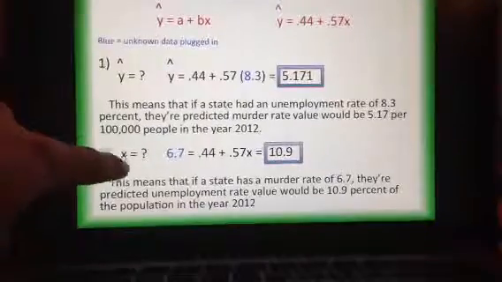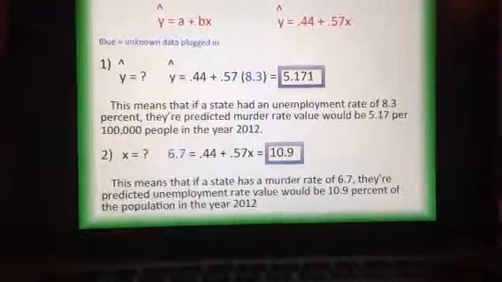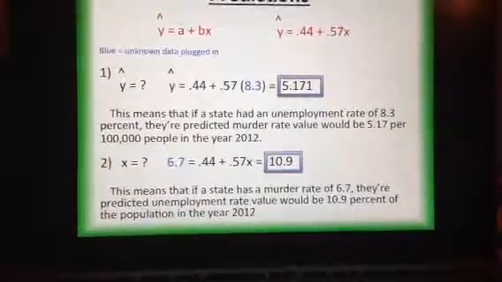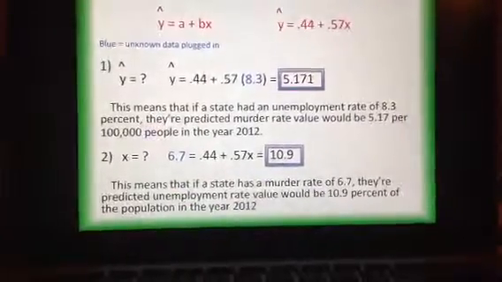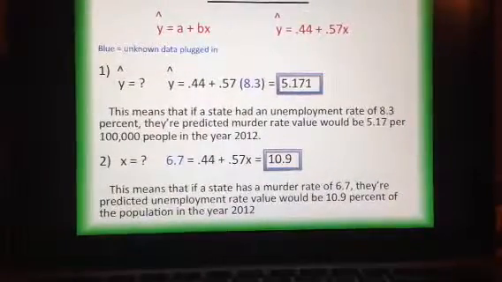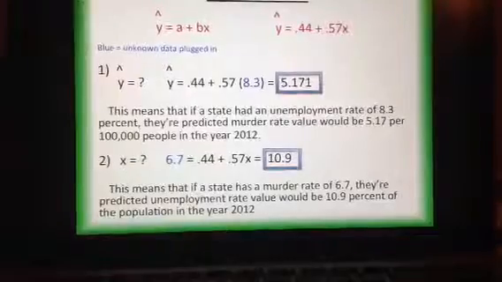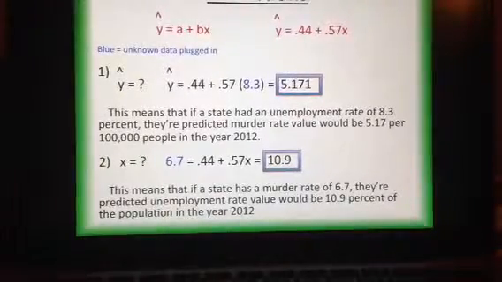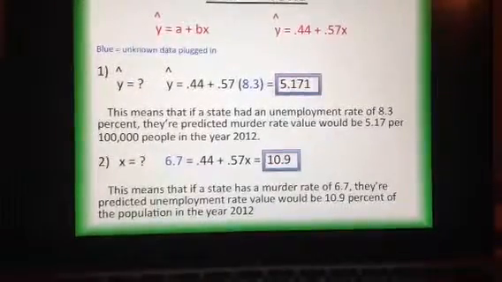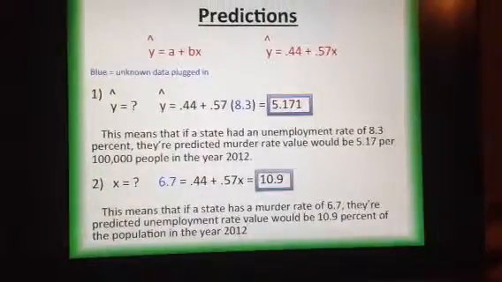Here we're trying to find x because we already know what y-hat would be, and we got 10.9, and this means that if a state has a murder rate of 6.7, their predicted unemployment rate value would be 10.9% of the population in the year 2012.